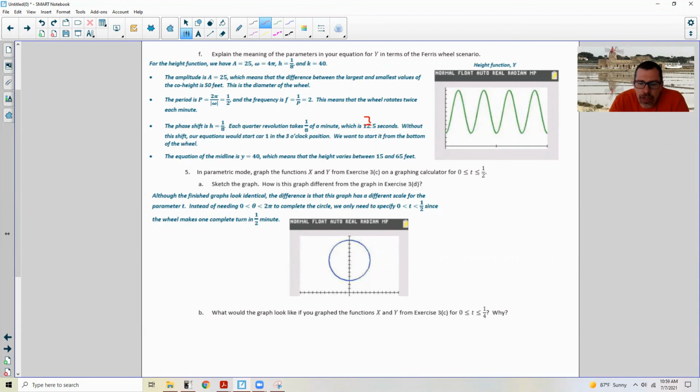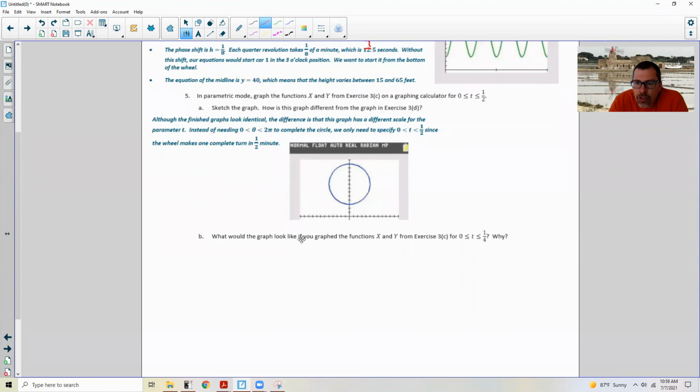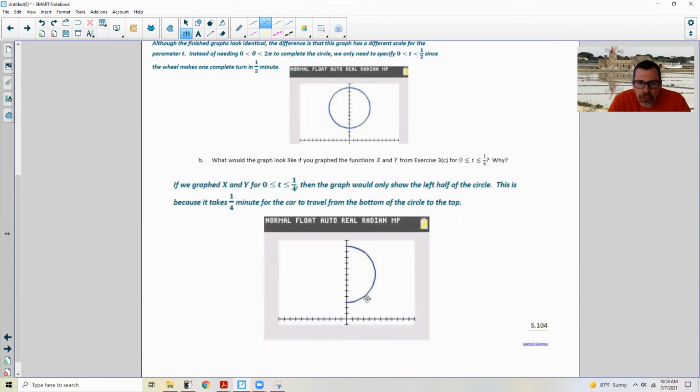B says, what would the graph look like if you graph the function x and y from the exercise 3C for 0 to 1/4 and y? Okay, well, a quarter is just going to give us 1/2 of a turn. So 1/2 a minute is going to rotate 1 full rotation, and 1/4 of a minute or 15 seconds, it's only going to do 1/2 of a rotation. So it will look like this.